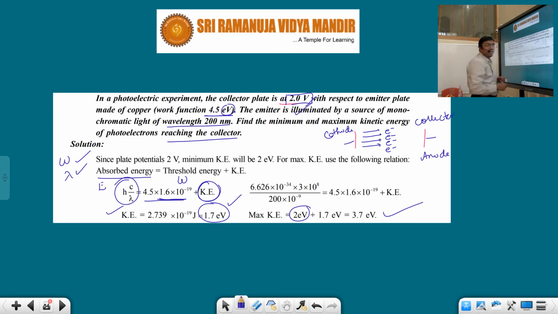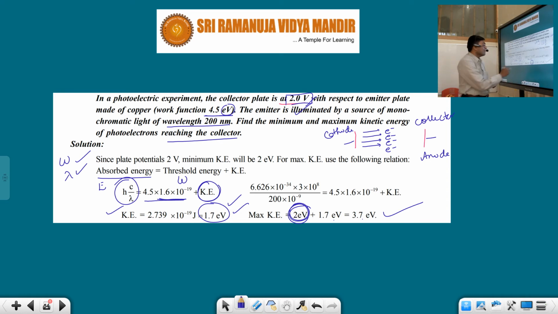1.7 electron volts. If you don't apply the stopping potential, then the maximum kinetic energy will be how much? 2 electron volts plus 1.7 electron volts. I hope you understood. Again I repeat. An electron has maximum kinetic energy when there is no stopping potential. That means 3.7. If you apply the stopping potential, naturally 2 minus 1.7, it comes out to be.